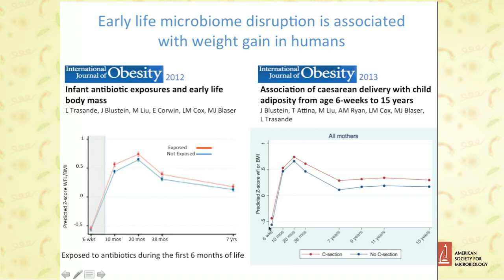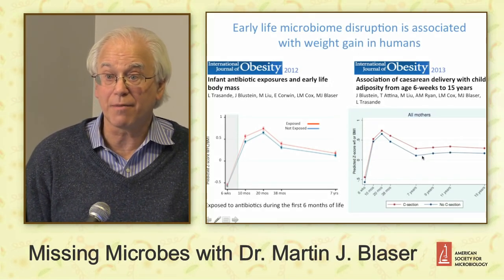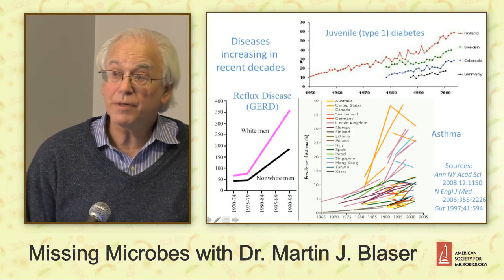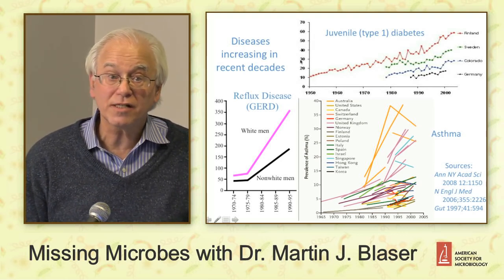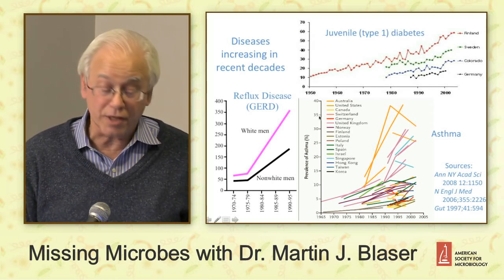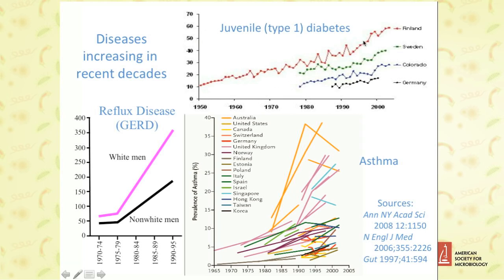And we found kids born by C-section had increased fattiness when we controlled for all other known variables. There have now been 4 studies that have shown the same phenomenon as well. Turns out that obesity is not the only disease that's rising. There are many diseases that have been rising since World War II, since the introduction of antibiotics. Juvenile diabetes, doubling every 25 years. Reflux disease, asthma. The list goes on.